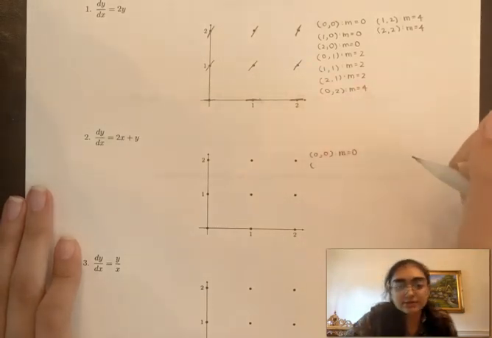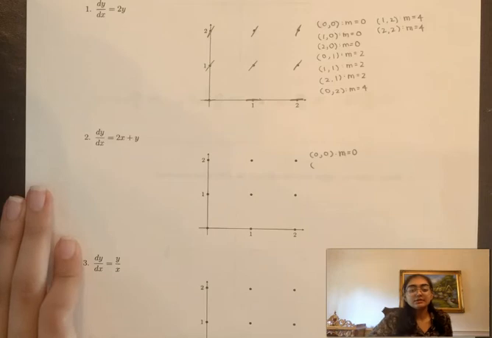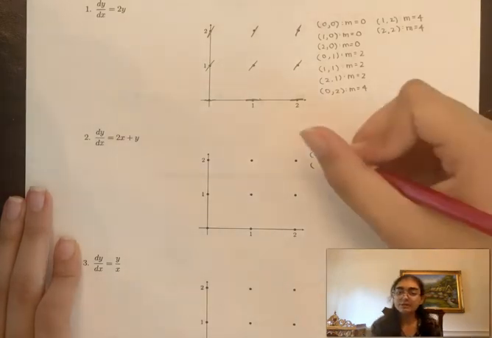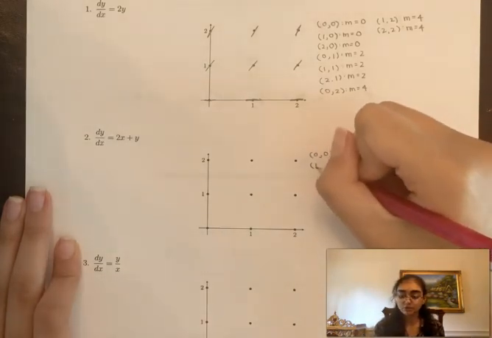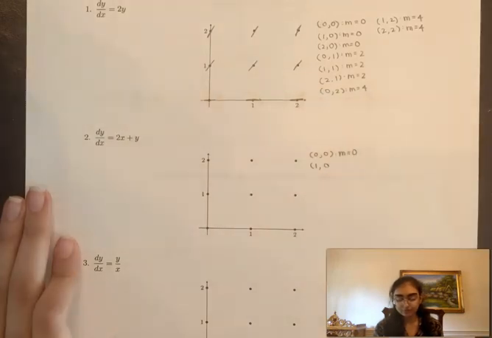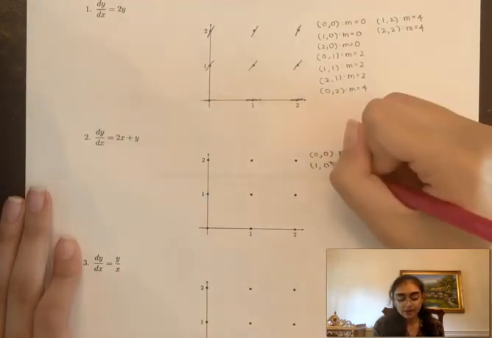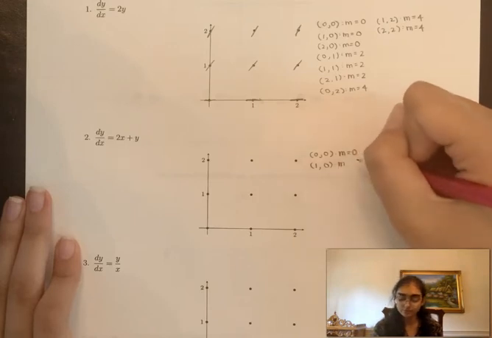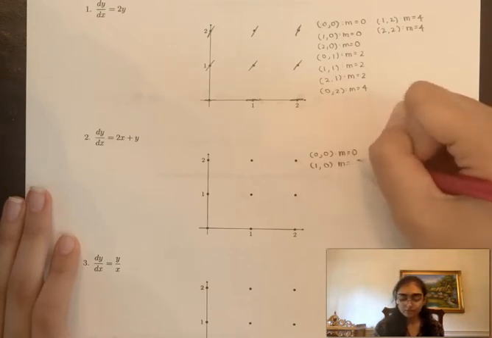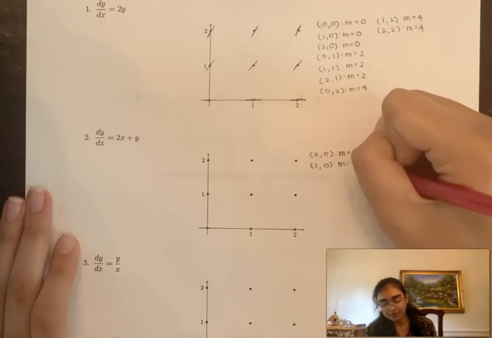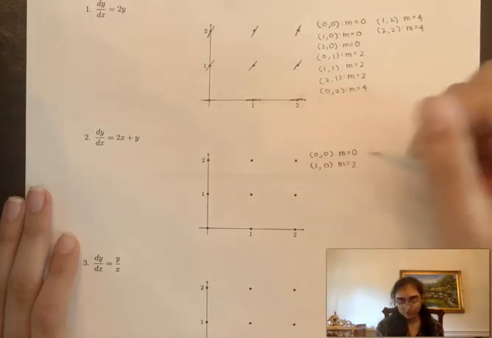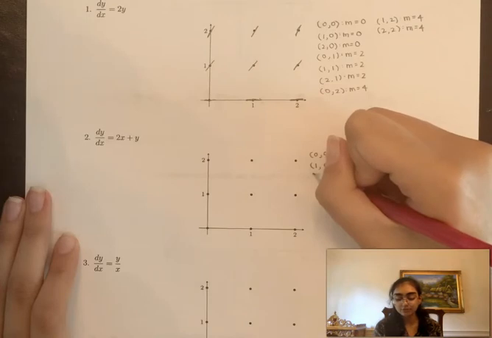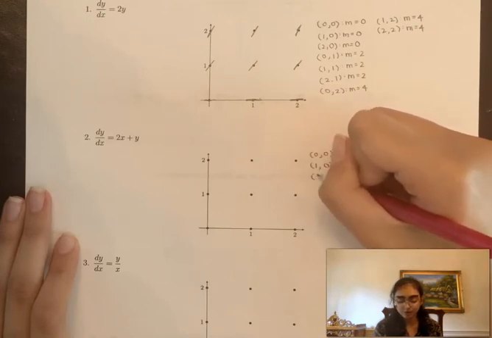So this next equation is based on x and y, so we're plugging in the x and y coordinates for each point to get a slope. So if we plug in 0 for x and 0 for y, for 0, 0, we're going to get m equals 0. If we plug in 1 for x and 0 for y, the slope is going to be 2. If we plug in 2 for x and 0 for y, the slope is going to be 4.